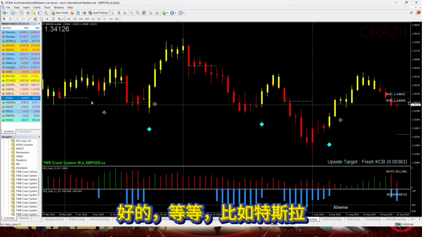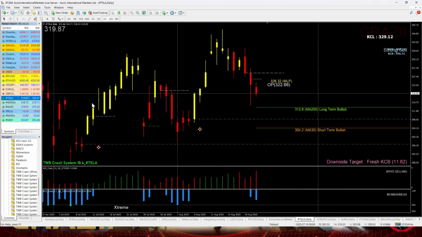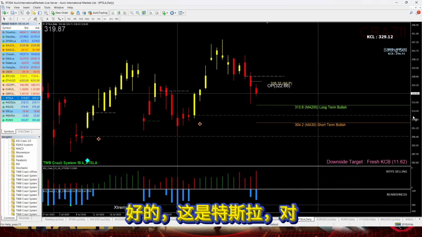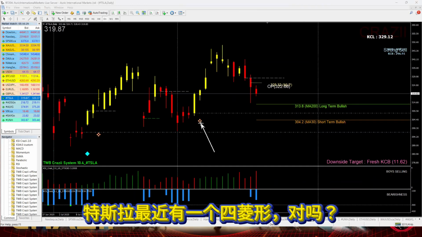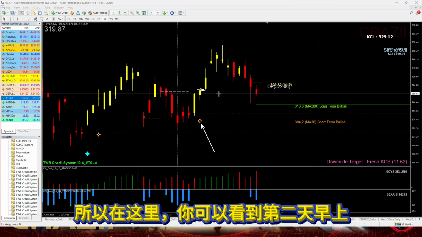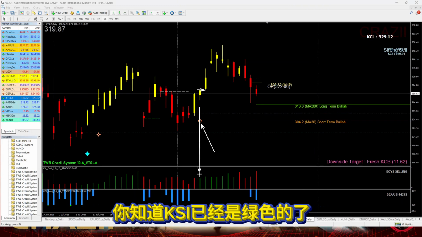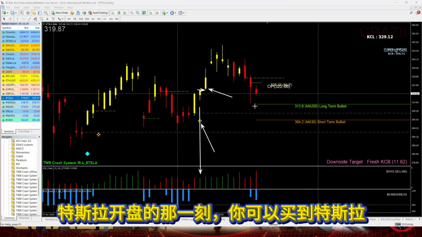Example like Tesla. So this is Tesla. Let's cover this story on Tesla. Tesla recently had a diamond, so we just put a line across it. Over here, you can see the next morning the KSI is already green in color. So the moment Tesla opens, straight away you can buy Tesla.